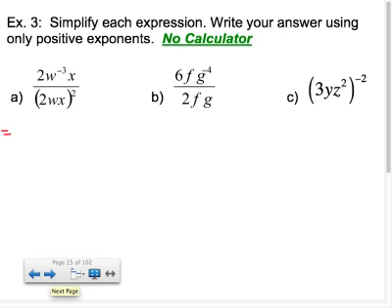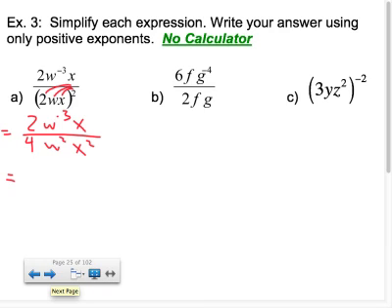The first thing I'm going to do is leave the top, so I'm going to have 2w to the -3x over. Now I'm going to take this 2 to everything inside. I'm allowed to do that because we're multiplying. So what I have on bottom now is 2 squared, w squared, x squared. For the purposes of our video, I'm going to go ahead and erase this 2 squared because we all know what that is. 2 squared is just 4.